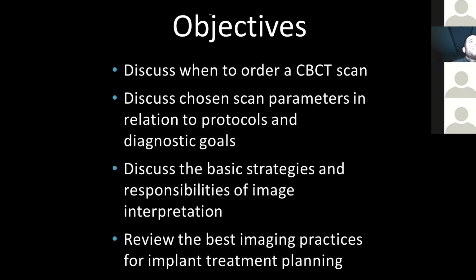Next question I'll answer is, can we do lateral cephs if I have a cone beam? The answer is yes, absolutely. It depends on the capabilities of your software. So you really need a software with that functionality built in. It also depends on the field of view that you order. So typically with the lateral ceph, you're getting a large field of view.